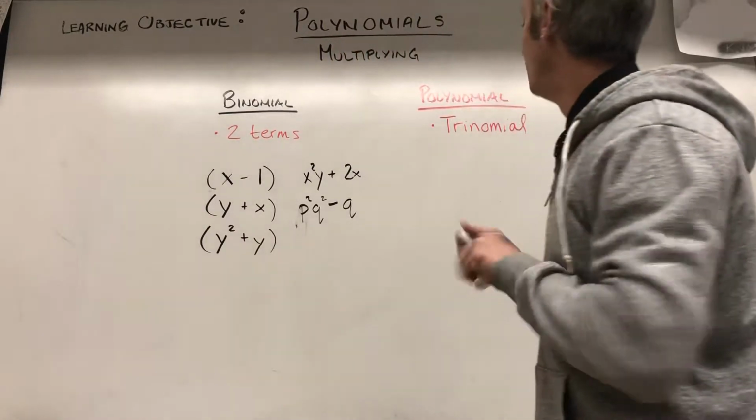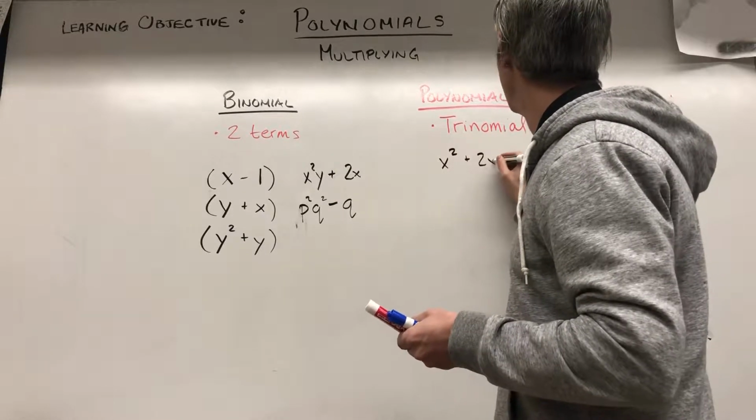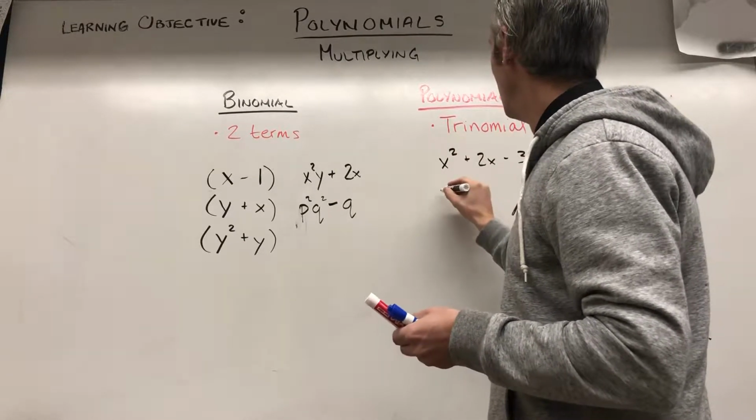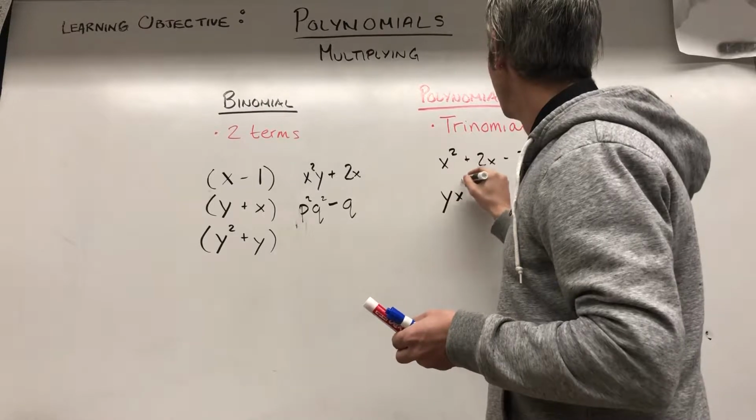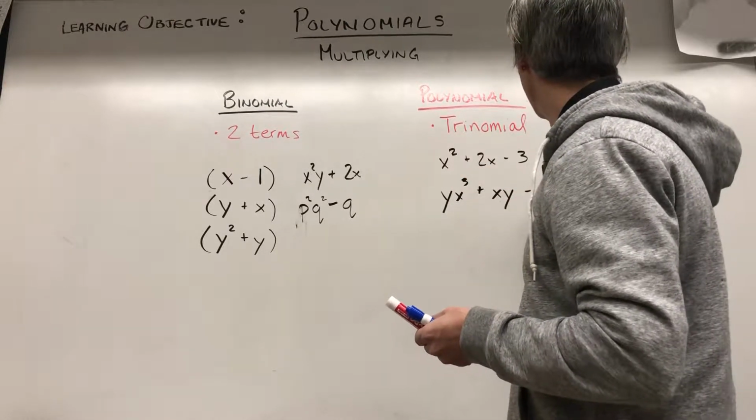Okay, trinomial or polynomial, well, they look something like this: x squared plus 2x minus 3, or yx cubed plus xy minus 3x.